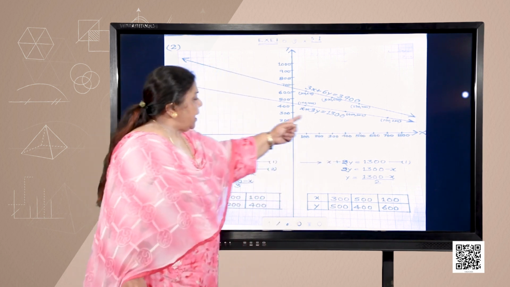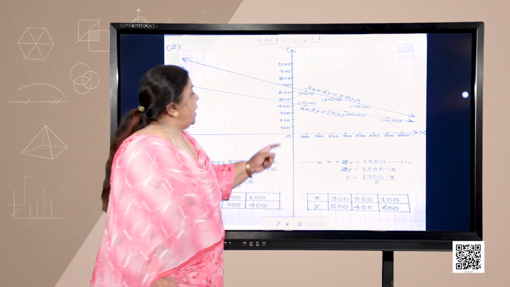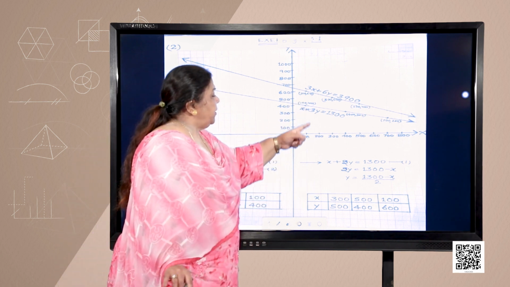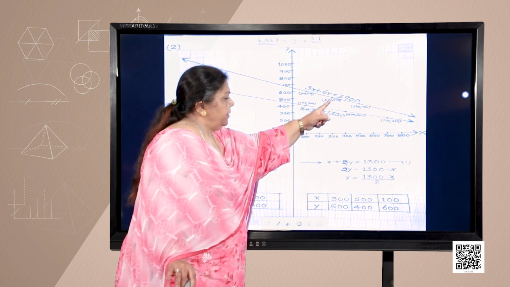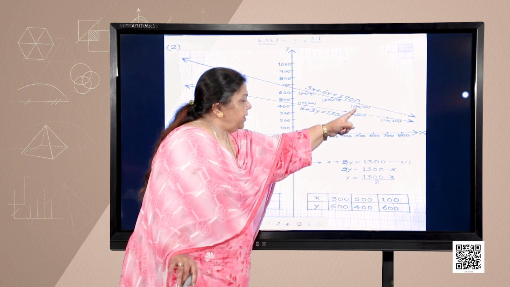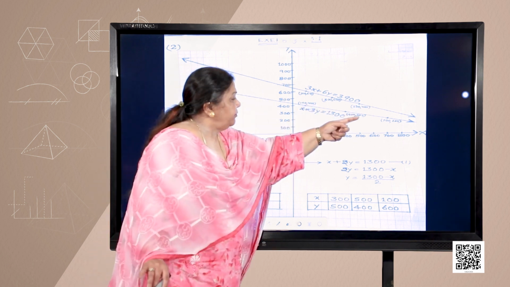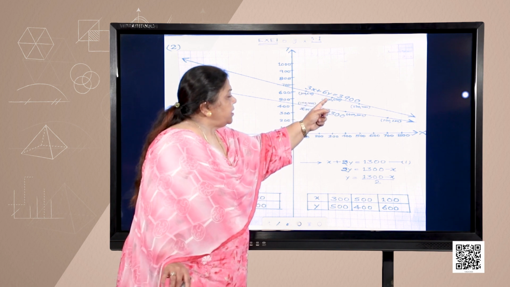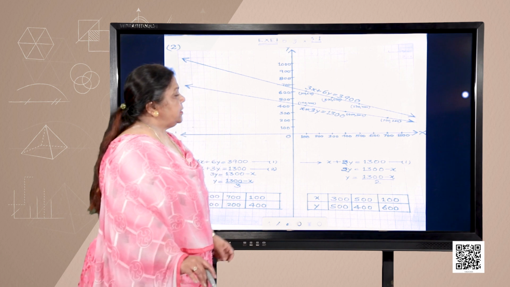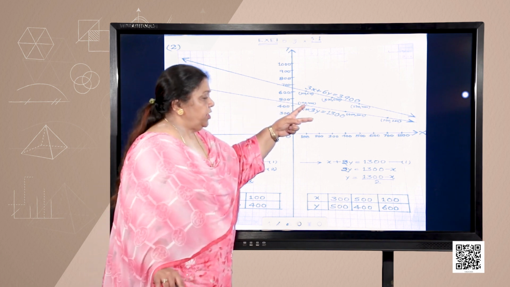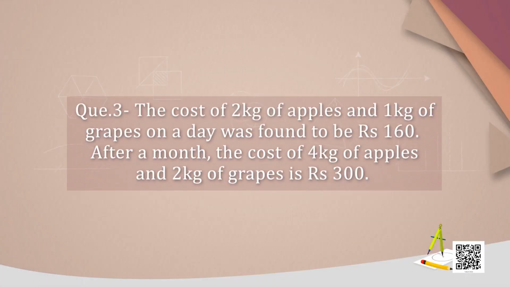If I join these, I get the graph of x plus 3y is equal to 1300, and by plotting the points 100 comma 600, 300 comma 500 and 500 comma 400, I get the line of the graph 3x plus 6y is equal to 3900. So this is the pair of equations which is depicted by the graph. Let us look into the next question.